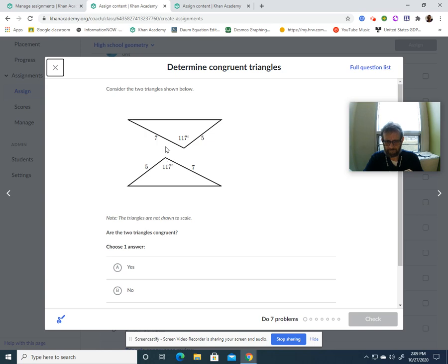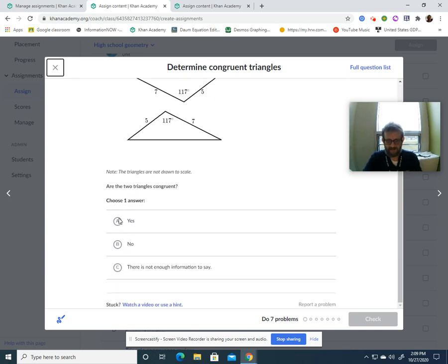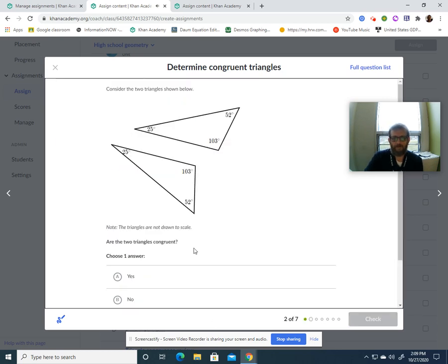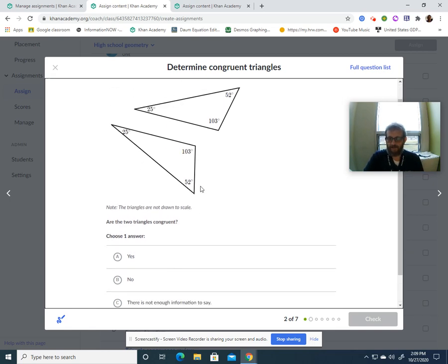Well, this one, we have sides that match. We have a side that matches, and we have the angle in between. This is classic side, angle, side. So yes, these are congruent. All right, now here we have all the angles are equal. That's the one I was just talking about a minute ago. Angle, angle, angle does not show congruence. Now, it doesn't mean they're not congruent. They could be congruent. We just don't know.